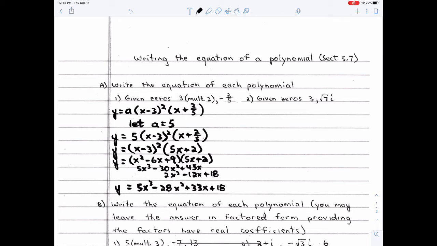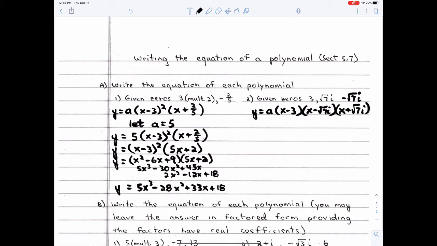Okay, all right, let's take a look at this. Given zeros 3 and square root of 7i. Now remember, if there's a square root of 7i, there's also a negative square root of 7i, right? Because of the conjugate root theorem: a plus bi has an a minus bi. So we've got y equals a times x minus 3 times x minus square root of 7i times x plus square root of 7i.